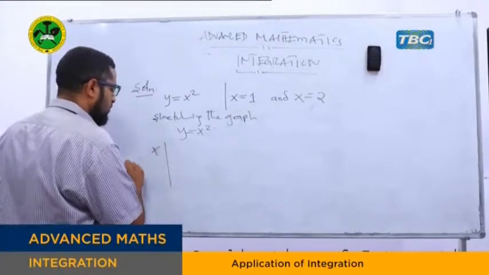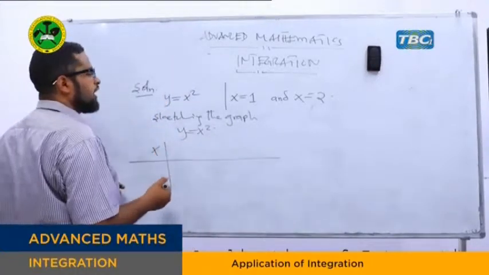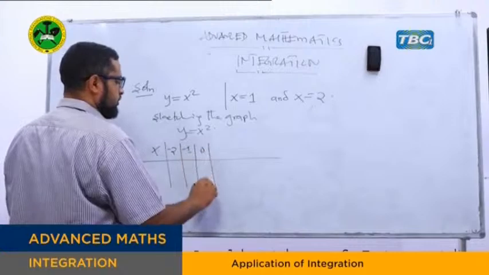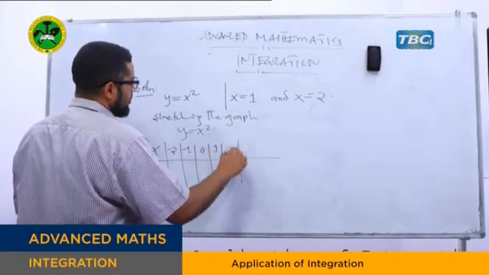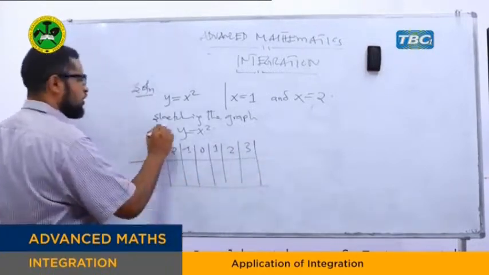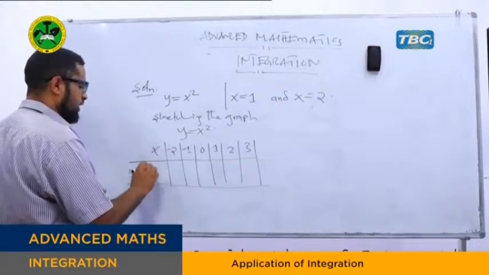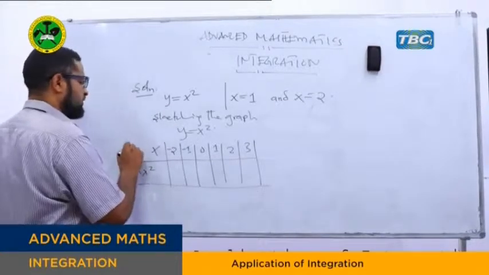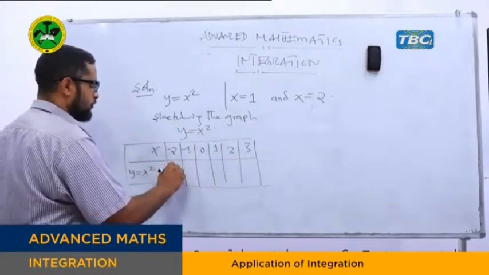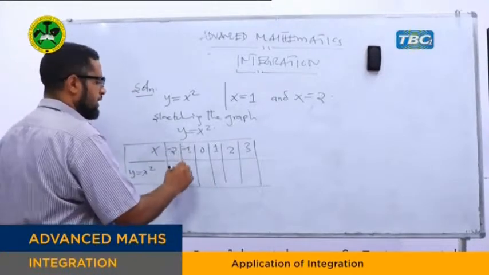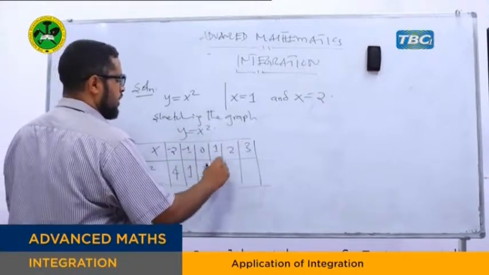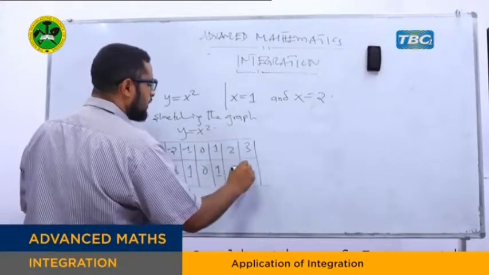So we need to draw a table, at least including the negative numbers, so that we have negative 2, negative 1, 0, 1, 2. You can add 3. What I'm writing here, you are writing that function y is equal to x square. Now after that, start substituting. When x equal to negative 2, this value will be equal to 4. When x equal to negative 1, here we'll be having 1. When x equal to 0, we'll be having 0. Again, here we'll be having 1, then we'll be having 4, and that one will be equal to 9.